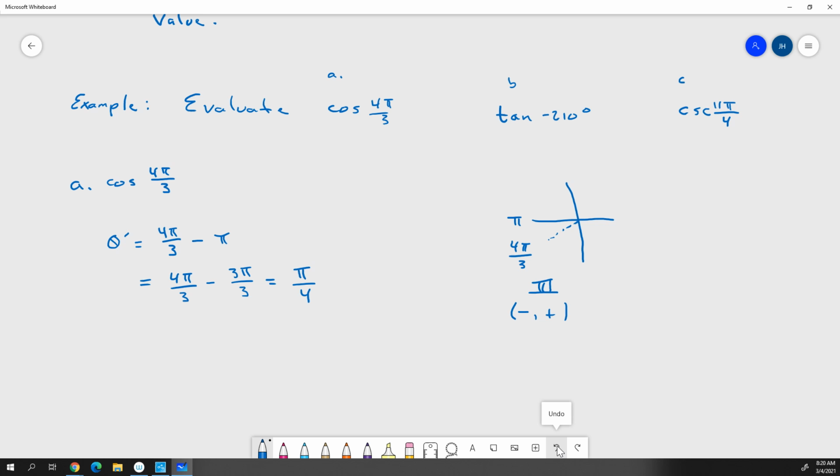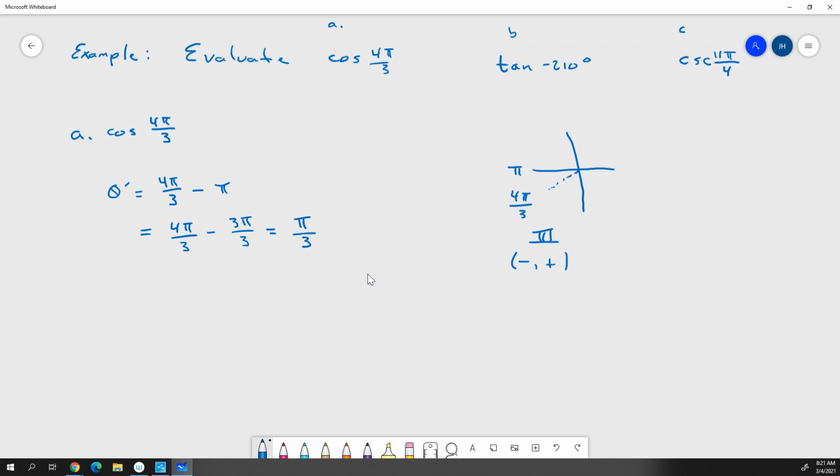I don't know where I got the 4. It's a 3. Maybe I was looking at this 4. I don't know. So that's my reference angle. My reference angle is pi over 3. And now I need to find the trig value at pi over 3.